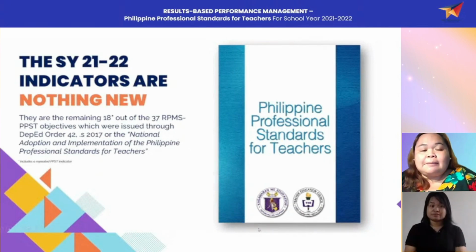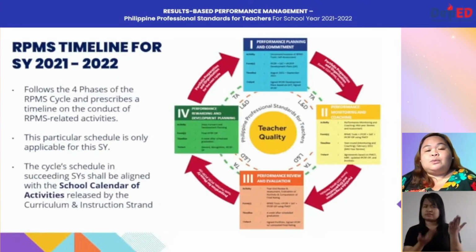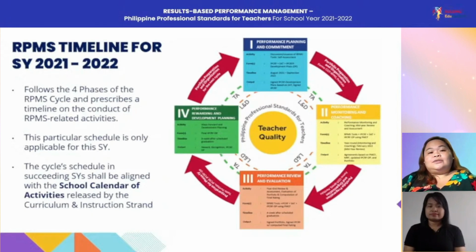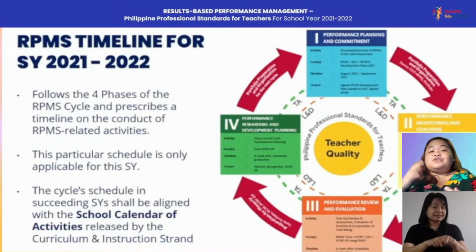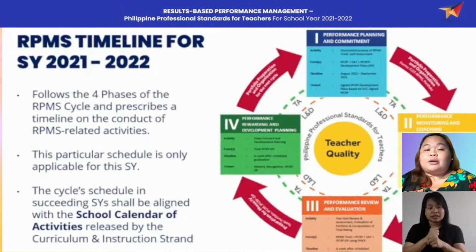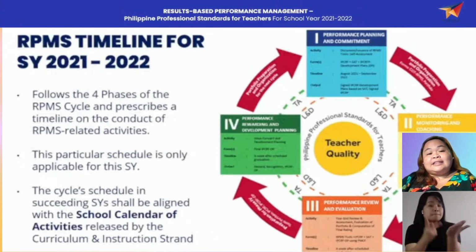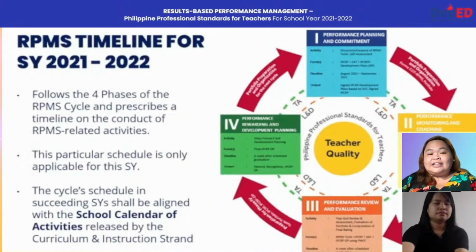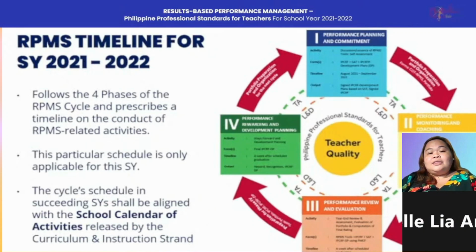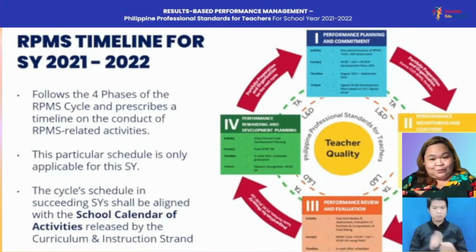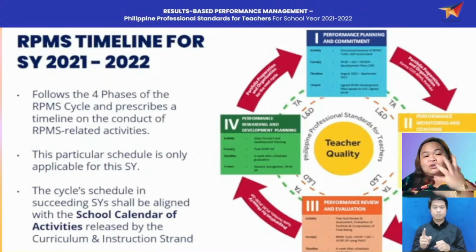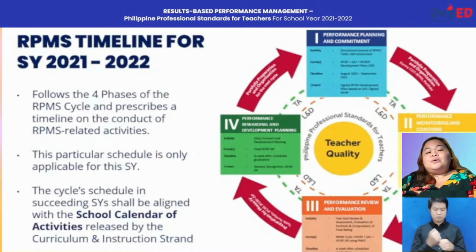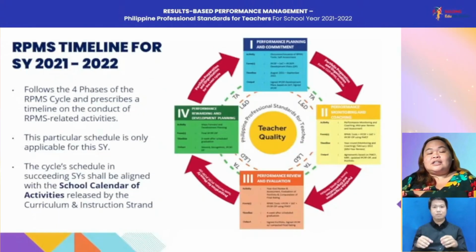Part also of this DepEd Memorandum 4 Series 2022 is the RPMS timeline for school year 2021, which follows the 4 phases of the RPMS cycle and prescribes a timeline on the conduct of RPMS-related activities for this school year. This particular schedule is applicable only for this school year, and the cycle schedule in the succeeding school years shall still be aligned with the school calendar activities to be released by the curriculum and instruction strand. So we will zoom in on our RPMS timeline.